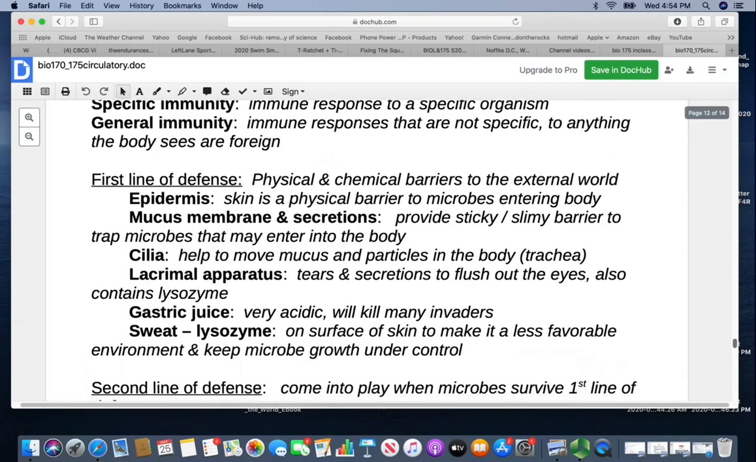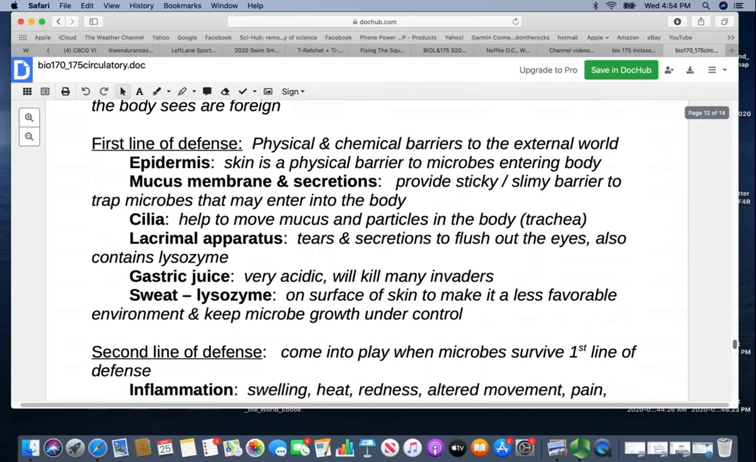Your first line of defense is a set of physical and chemical barriers to the outside world. The goal of this is to prevent the invader from getting inside the body. First, we have the epidermis. Your skin, it's a physical barrier to a lot of microbes entering. It's good. It's not perfect.